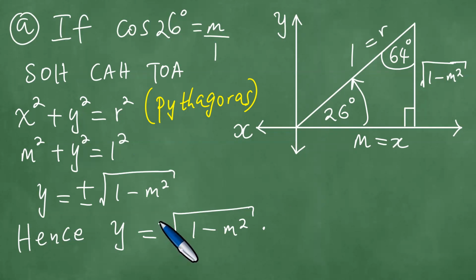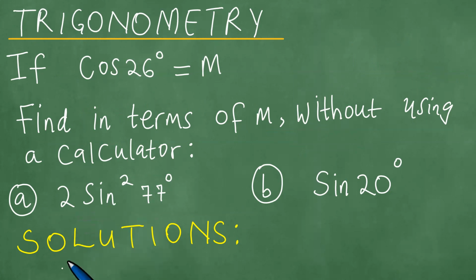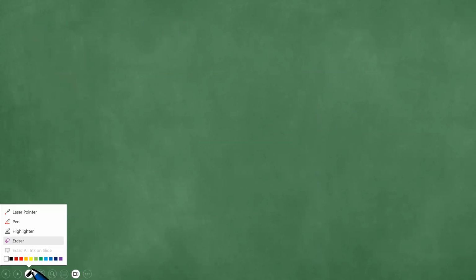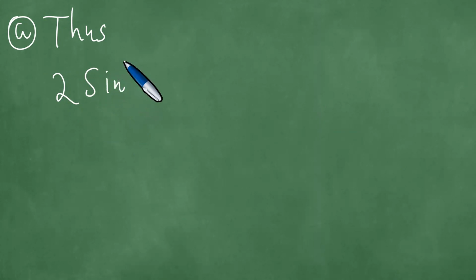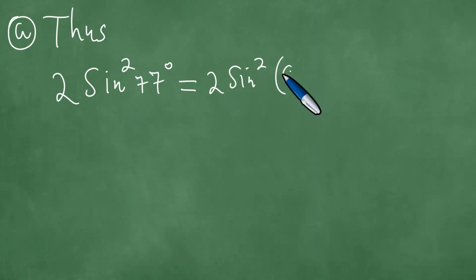Now we proceed to deal with 2 sine squared of 77 degrees, still looking at part A. Thus, 2 sine squared of 77 degrees is exactly equal to 2 sine squared of 90 degrees minus 13 degrees, because 90 degrees minus 13 degrees is 77 degrees.